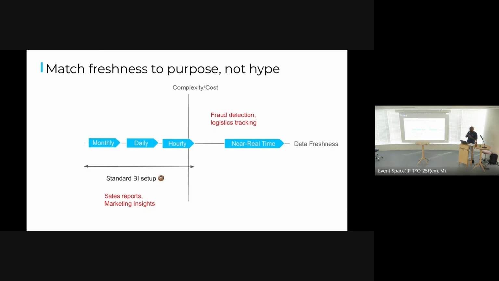The way I look at BI is that it lies on the sweet spot in the bottom left. It mostly deals with monthly, daily, and hourly reports, and it's more about sales reports, marketing insights, and so on. The BI setup lies on the bottom left quadrant over there. Whatever you see on the top is very business critical metrics that they try to reach. And we are going to focus on the bottom left.